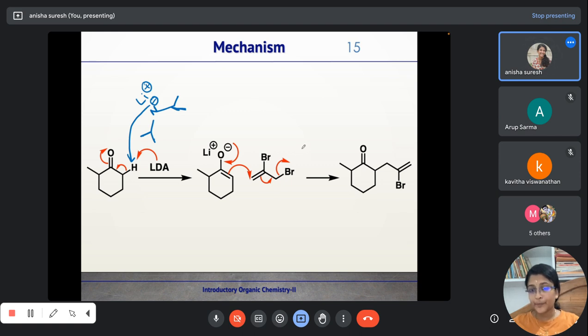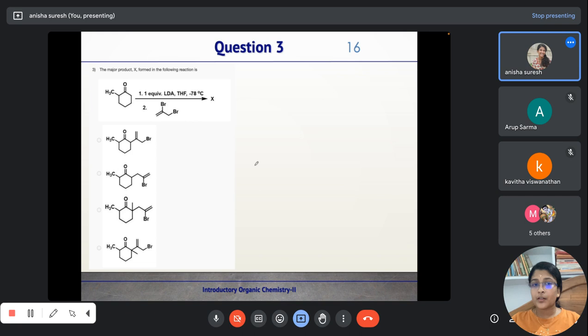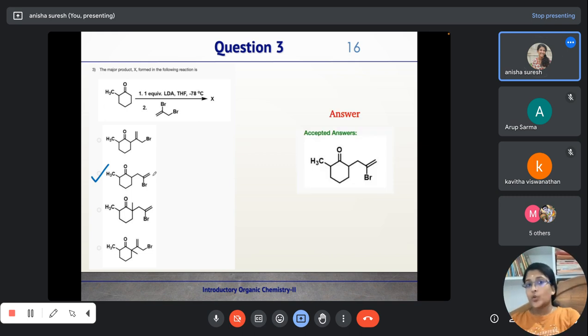Any doubts? We can also show the attack like, it can go and attack here and the bromine leaves. Both ways are possible. Mechanism is clear, right? So option B is the correct answer according to the mechanism we have seen. Now, any doubts? Or can we move forward to question number 4?